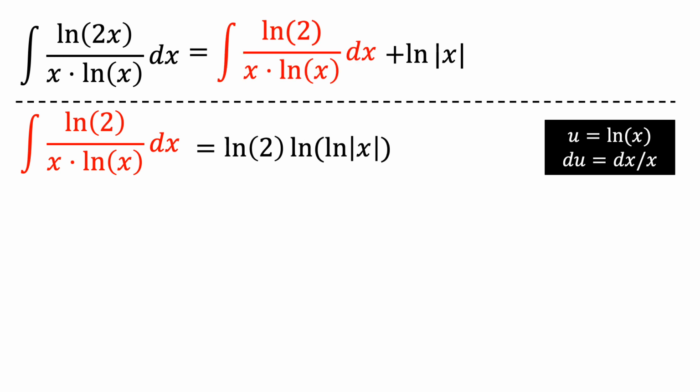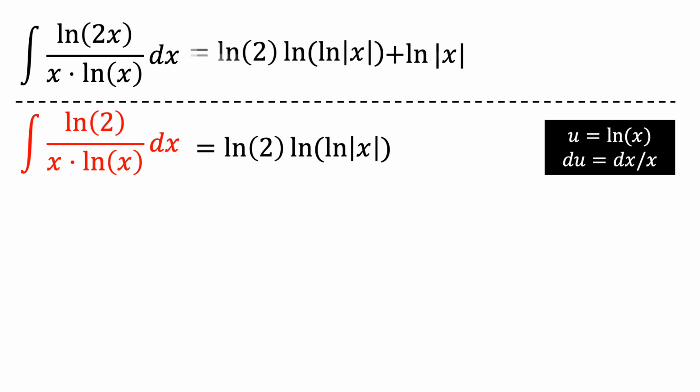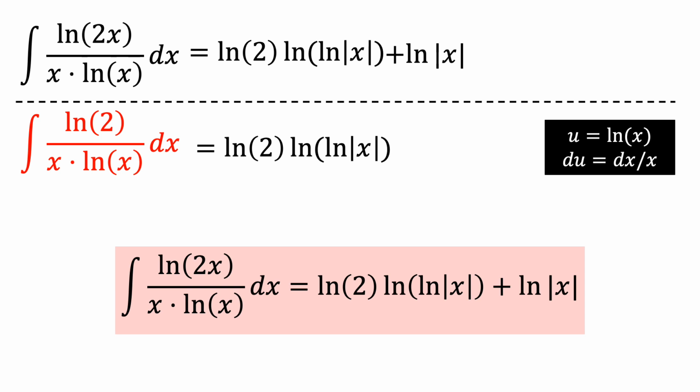This can now be inserted into the first part of our solution. And this is now our final answer. So the integral of the natural log of 2x over x times the natural log of x with respect to x is equal to the natural log of 2 times the natural log of the natural log of x plus the natural log of x.